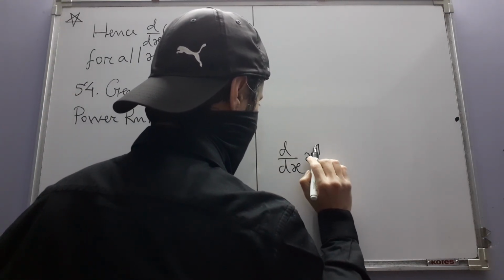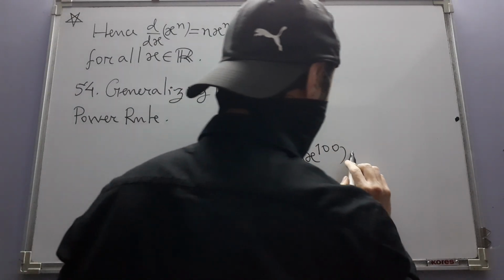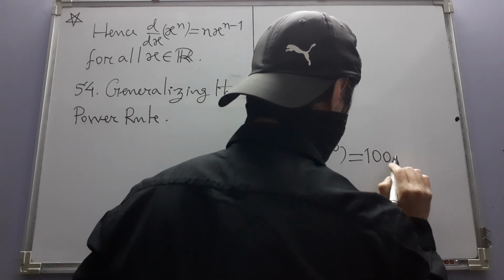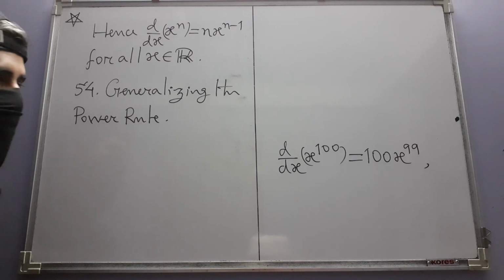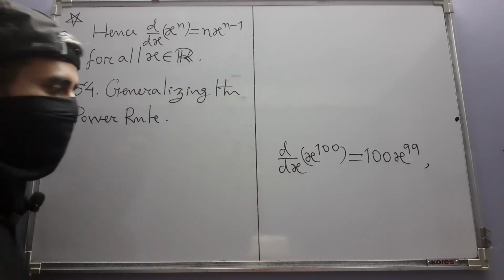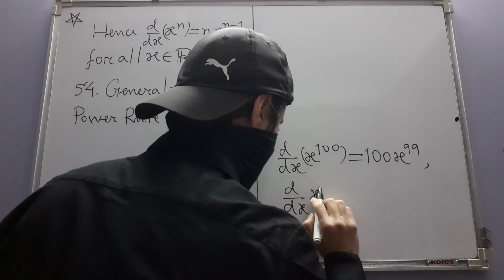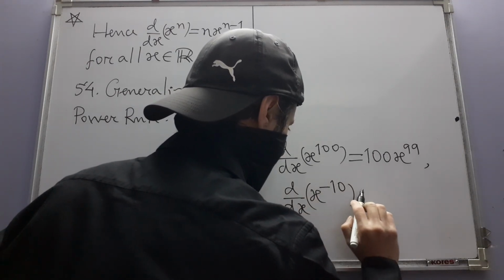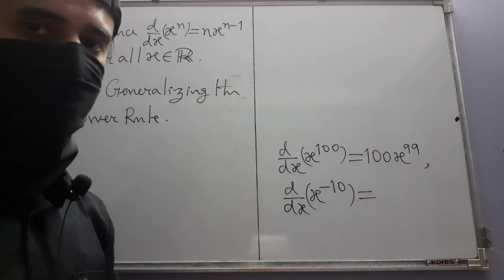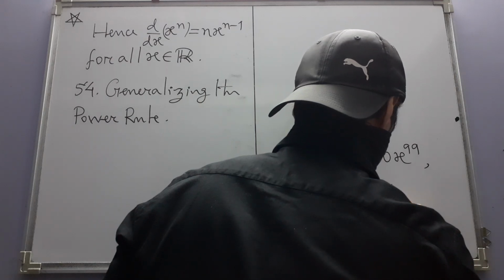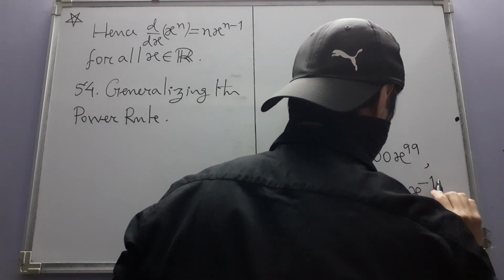We know, say, x to the power 100. We know what its derivative is. This is 100 times x to the power 99. The exponent is a positive integer. We also know this, x to the power minus 10. This derivative also, in form, is exactly like this one. The exponent comes down and then gets reduced by 1.